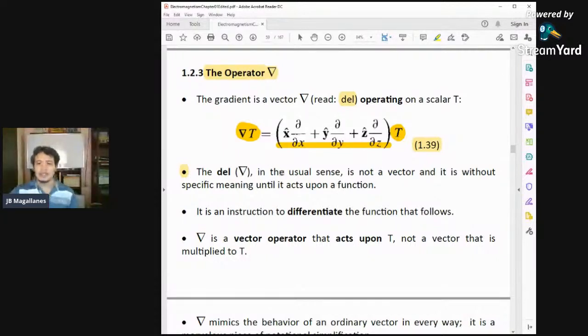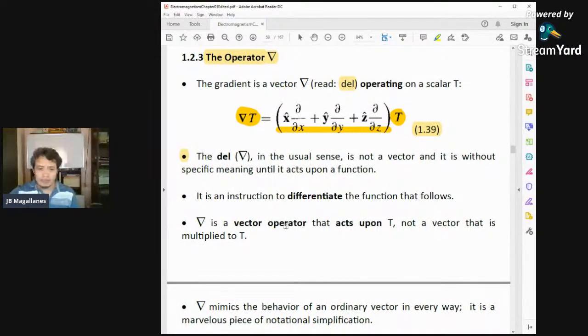The del in the usual sense is not a vector and it is without specific meaning, but it can imitate the vector. It only means derivative, actually. It only means derivative, the del, but it is a generalized derivative. So when you operate this on a function T, you are getting all the derivatives with respect to the variables on which T depends.